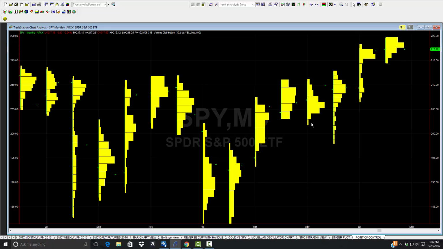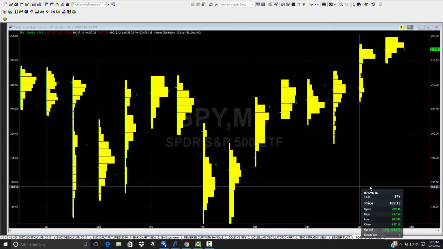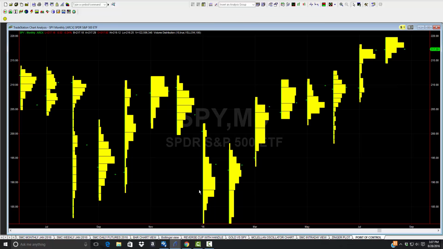If that doesn't hold, the next point of control is down in here, still in the 190s. So visually you can see that there's really not been much, we've just kind of been melting up, but this area here could get taken out pretty quickly in our view. And in fact, while we're here, let me just show you something.